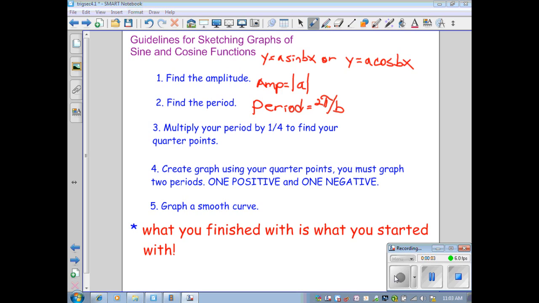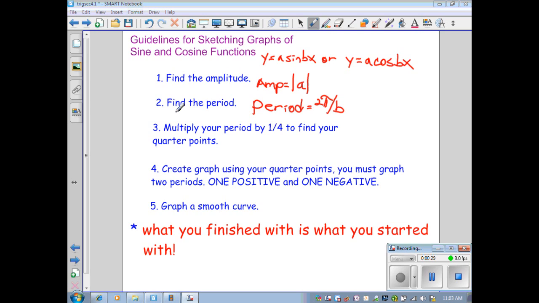Let's see what the procedure is to graph a cosine or sine function. The first step is to find the amplitude. And recall from our functions y equals a sine bx or y equals a cosine bx, the a, or the constant in front of my function, is going to determine the amplitude. So the amplitude is equal to the absolute value of that constant in front of my two functions.